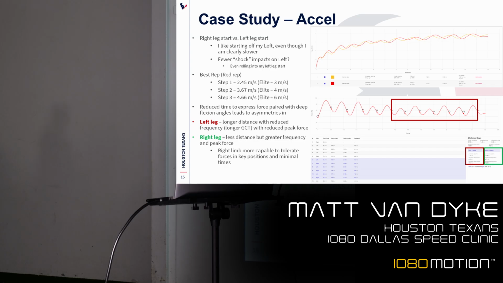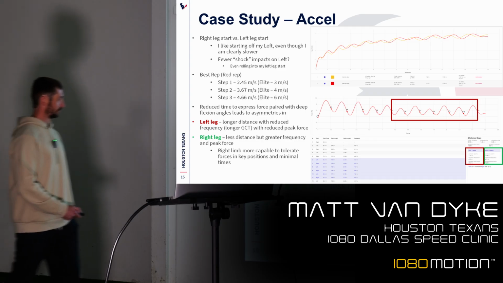So again, understanding reduced time to express force paired with deep flexion angles like what we talked about in the counter movement jump especially, right? We talked about that hop jump, even though it's lower leg. Like that's going to be a much more straight knee situation. So when I'm in this deep flexed position, that's where I'm going to run into problems. And it becomes really apparent here.